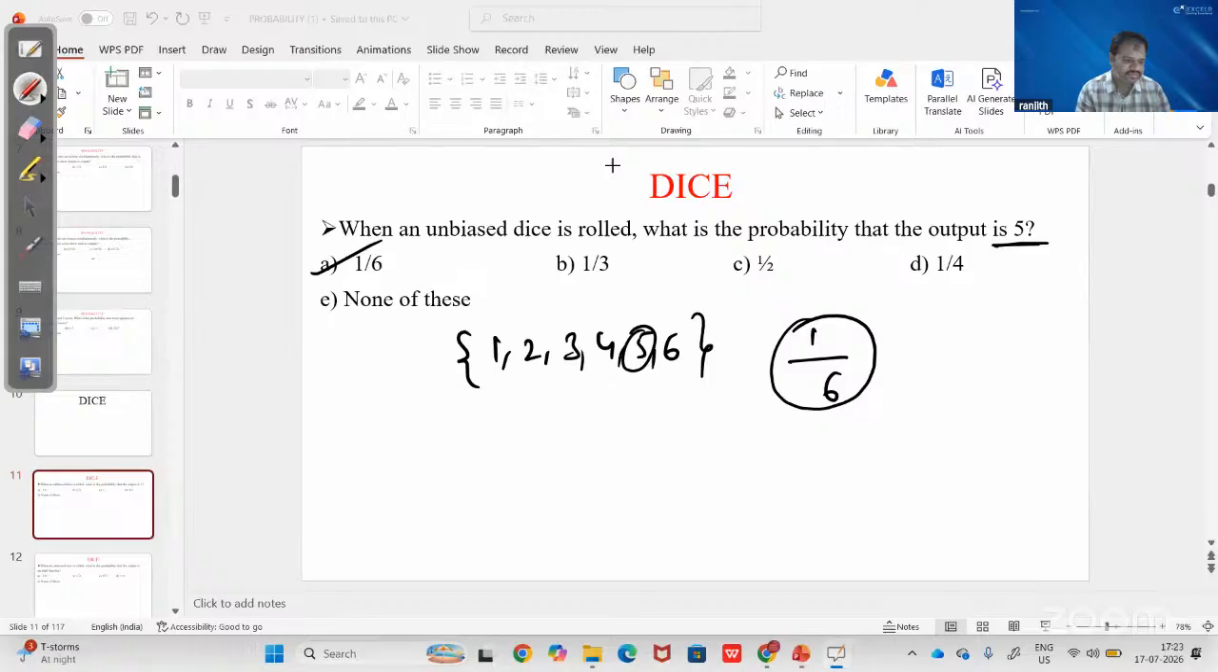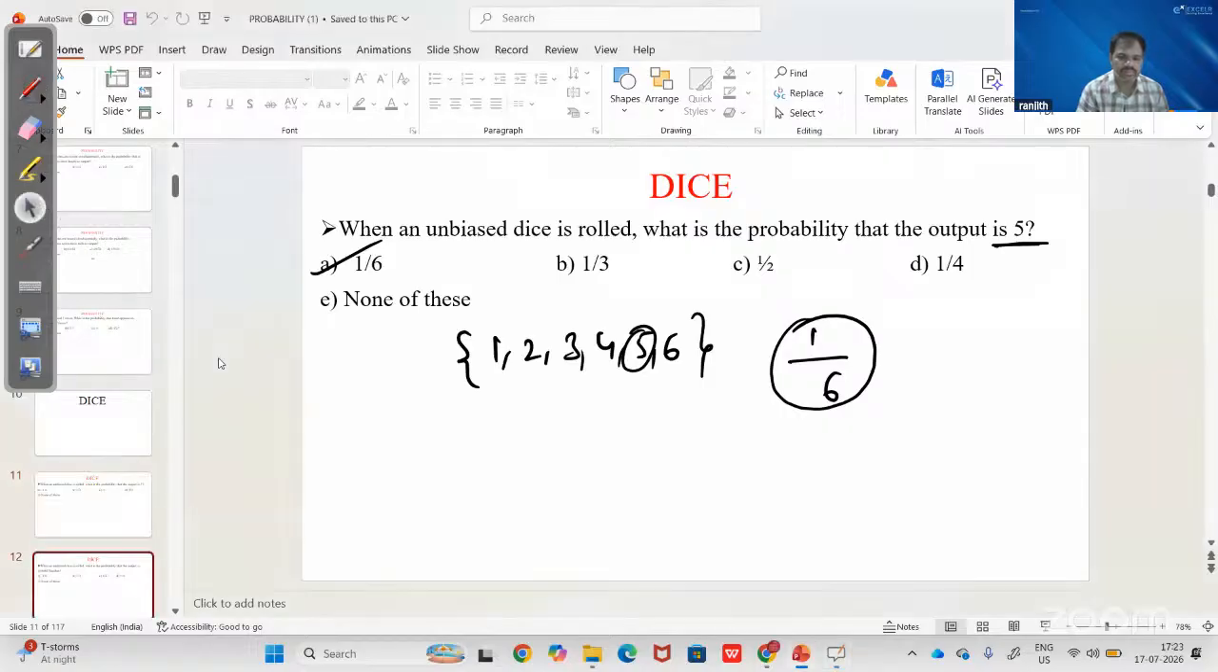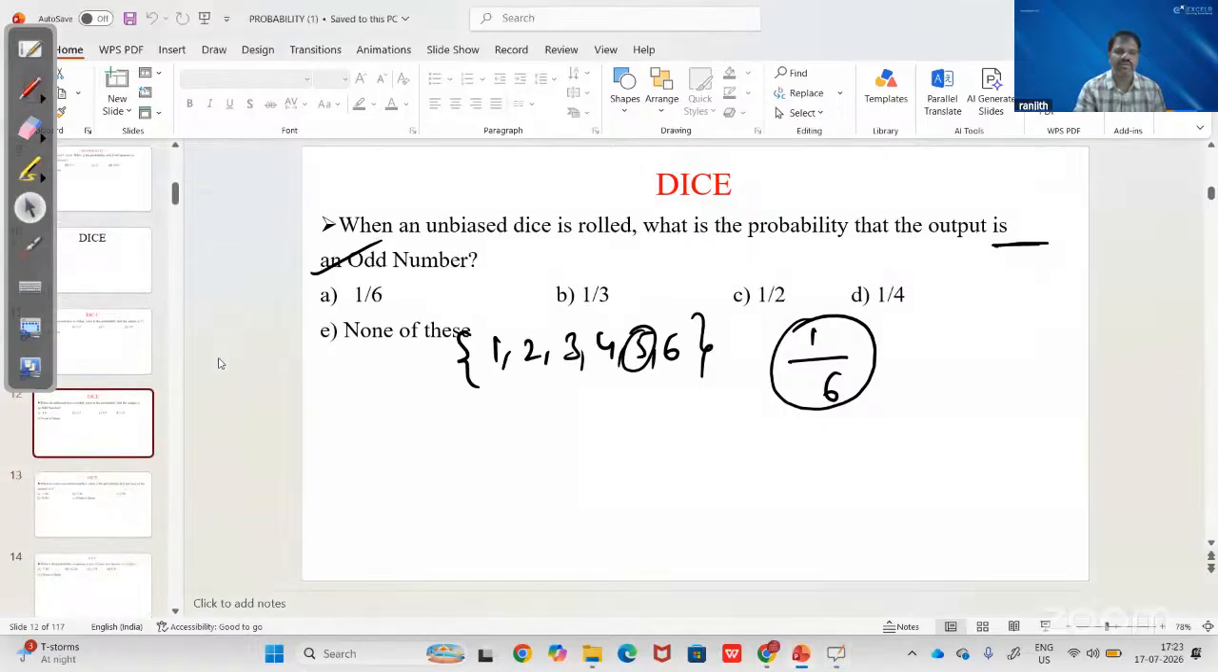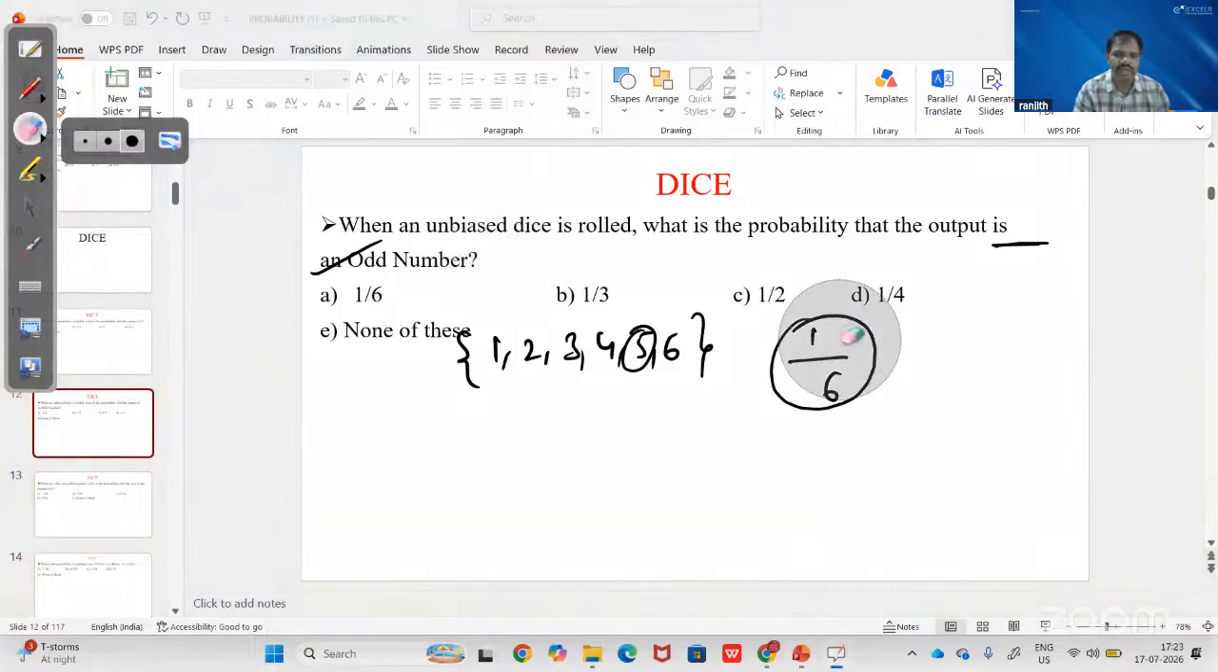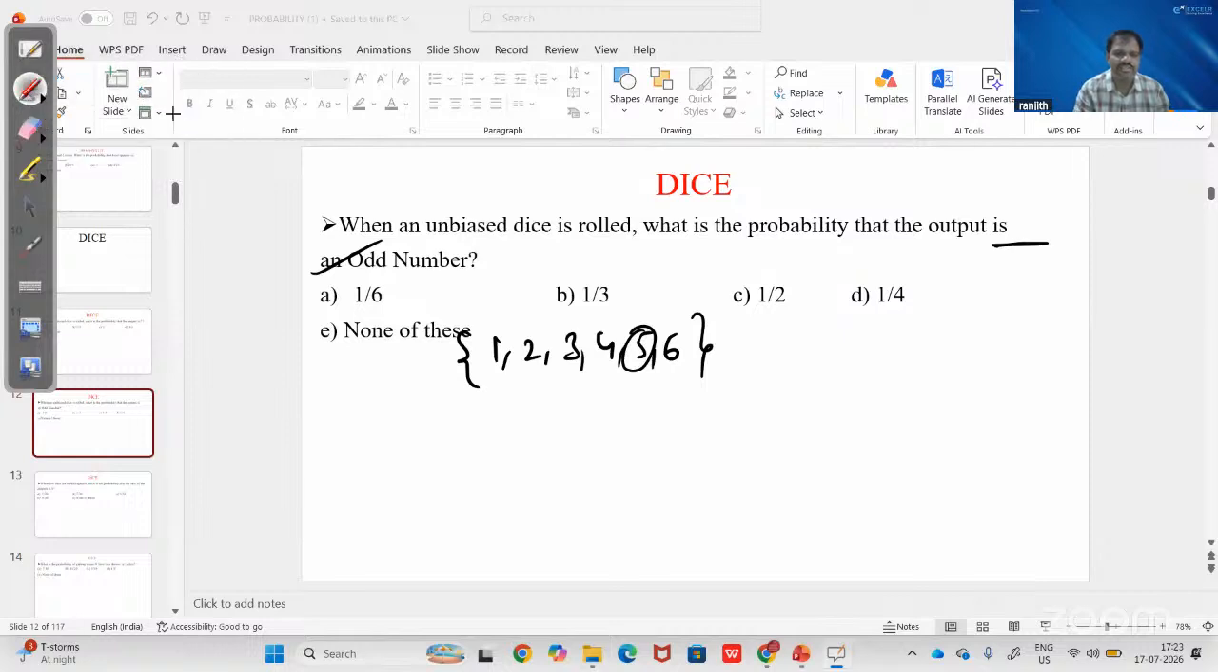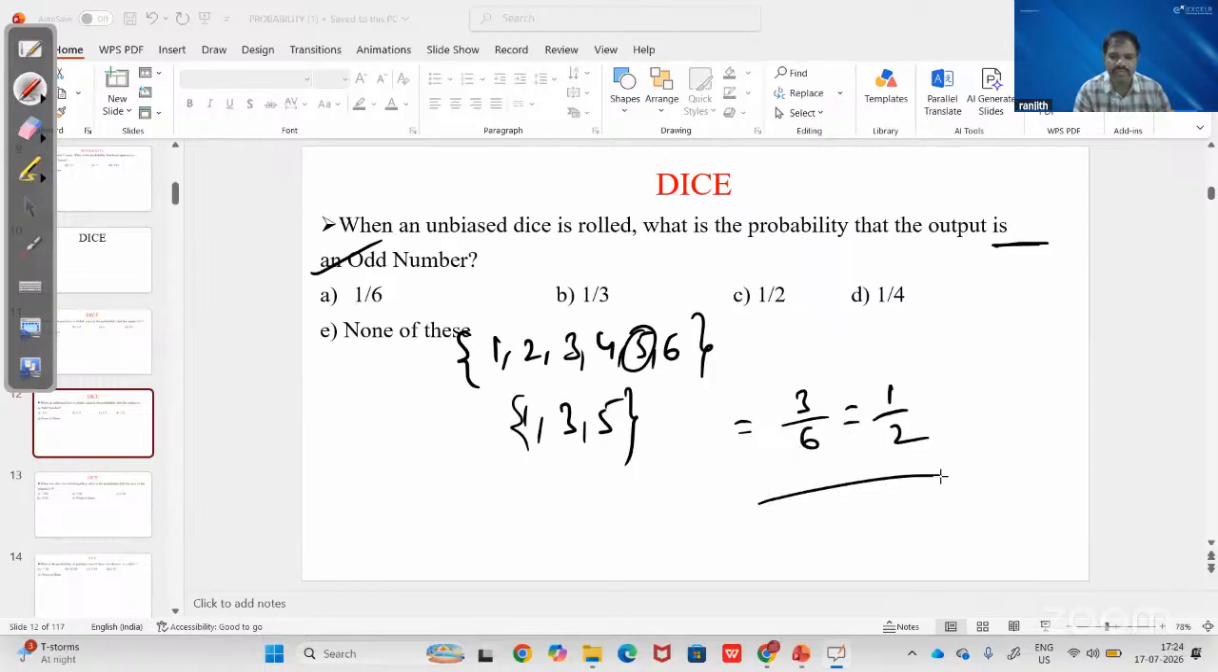Next. When an unbiased dice is rolled, what is the probability that the output is an odd number? Again, only one die is rolled. Odd numbers are 1, 3, 5. How many odd numbers we are having? Only 3 odd numbers out of 6. So that is 3 by 6, which is nothing but 1 by 2.